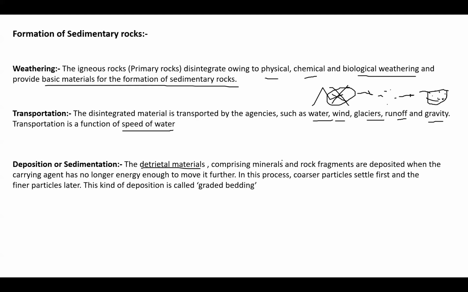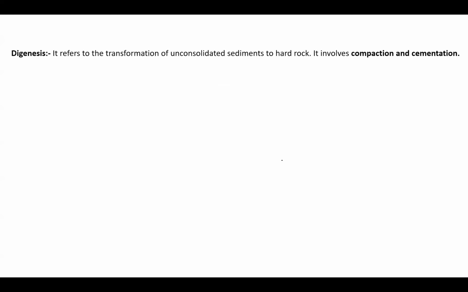So this is called the deposition or sedimentation. So what is diagenesis? We'll see. It refers to the transformation of unconsolidated materials to hard rock. Whatever was weathered, transported or deposited, those materials are again transformed. That's called diagenesis, second genesis. We can just mention that di means two.